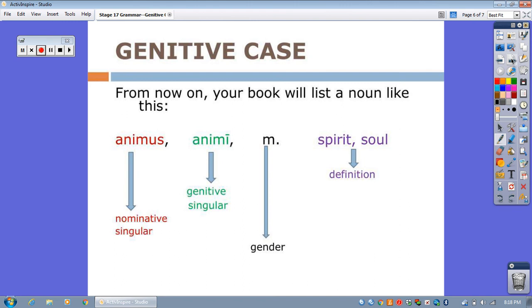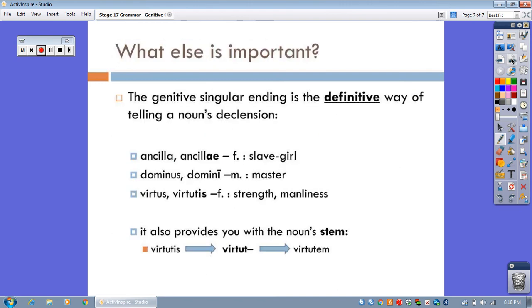Well, how else is the genitive case important? Two more ways. The genitive singular ending is the definitive way of telling a noun's declension. Now some of you are going to be like, well, what? I mean, hello, look at this first one, ancilla. Dude, ancilla, it ends in an A in the nominative singular. I know that's first declension. Well, sure. First declension is full of A's, right? So ancilla, ancillae, I look at that genitive singular AE, but I've already figured out it's a first declension noun.